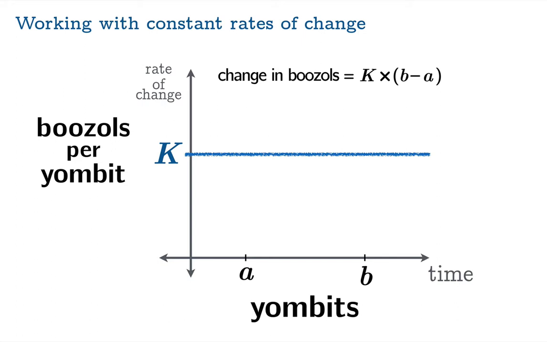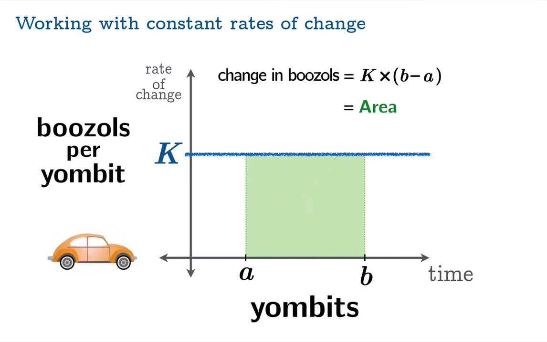What have we really done in this graph? K is the height of this graph, and b minus a is the width of this interval. And when you multiply them together, you're actually finding the area of a rectangle. And the area in this case, I should point out, is measured in boozles, because that's yombits times boozles per yombit. And so we're getting an area here. And that area is telling us a total change.